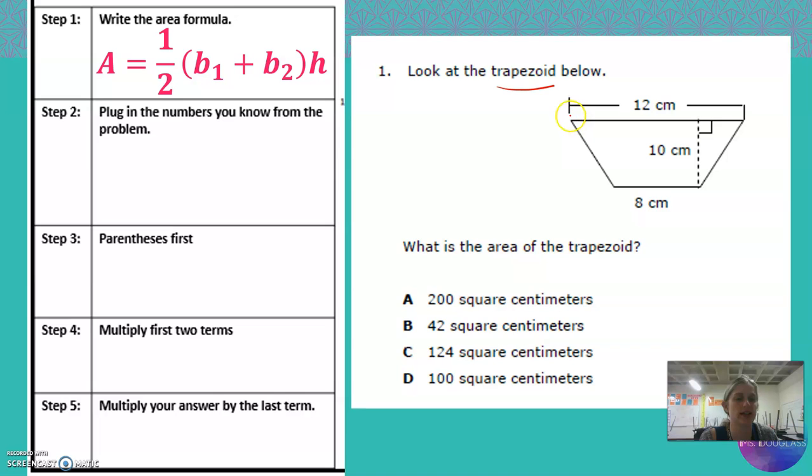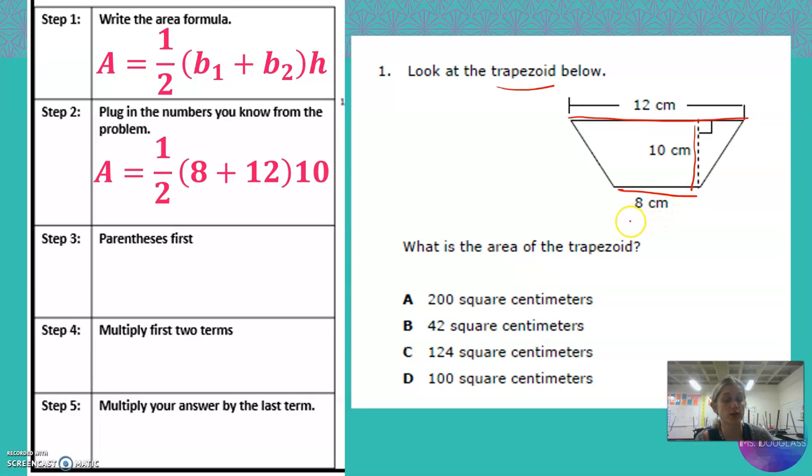So I can see that one of the bases is 12 and the other base is 8. I can also see that the height is 10, so I'm going to go plug those numbers in. Still not doing any math, just writing them in the spaces that they belong. Always we do our parentheses first, so we're going to start with 8 plus 12, which is 20. I'm going to rewrite so that I never forget where I am. And then you have options. I'm going to multiply the 1/2 times 20 here.